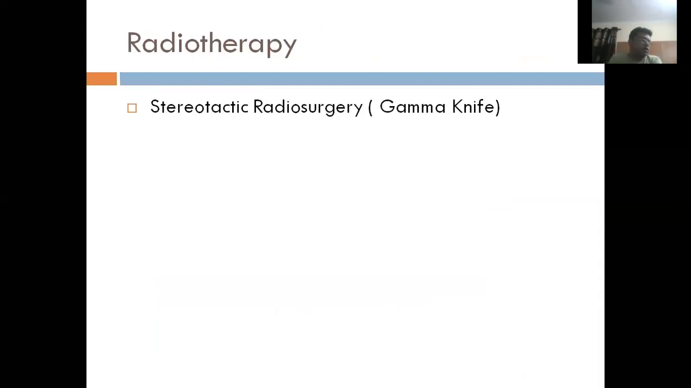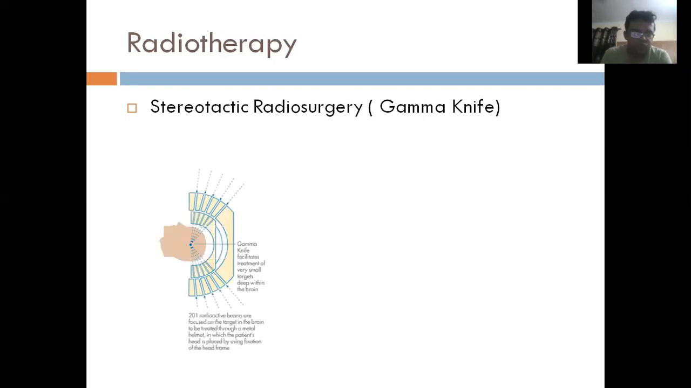Radiotherapy. So radiotherapy is one option which is sometimes employed not only for prolactinomas but also for all other pituitary tumors. This applies to all other pituitary tumors. So there are 2 types of radiotherapies. One is stereotactic radiosurgery, which is also called a gamma knife. So this is what it looks like.